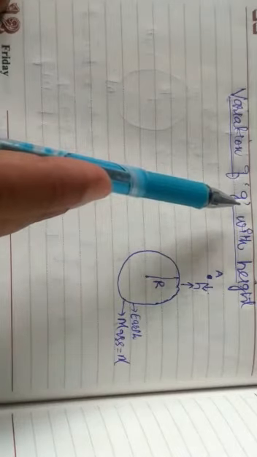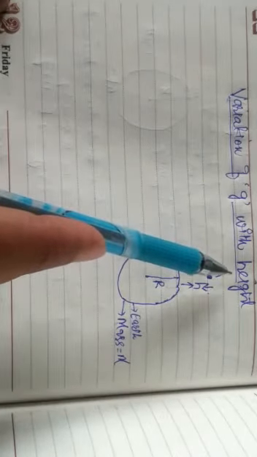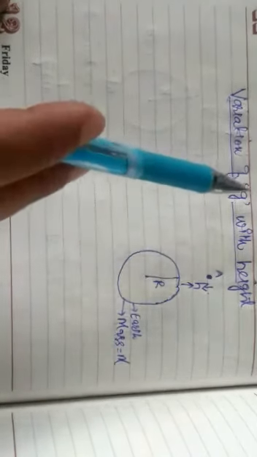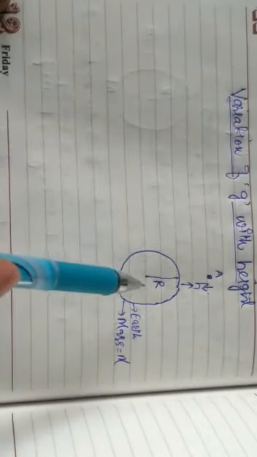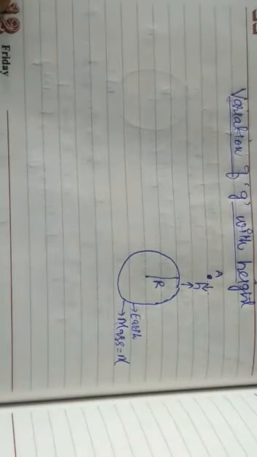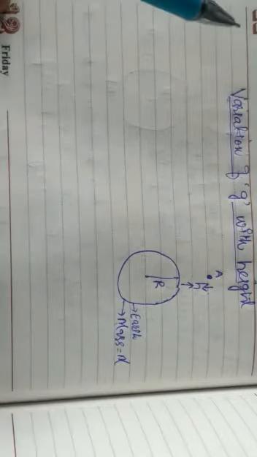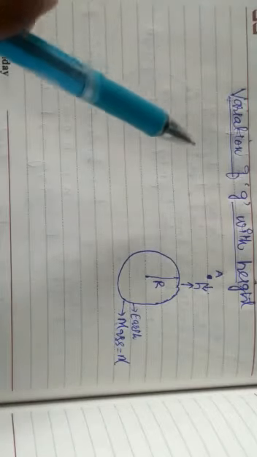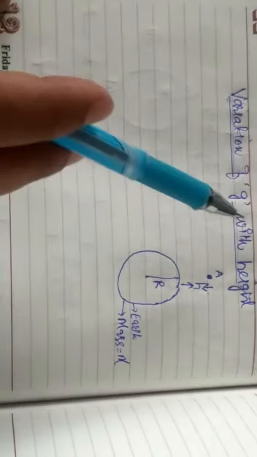Today our topic is the variation of g. g means acceleration due to gravity. As we are going to find, g varies with height, it varies with depth, as well as with the rotation of Earth. So let us first find out the variation of g with height.